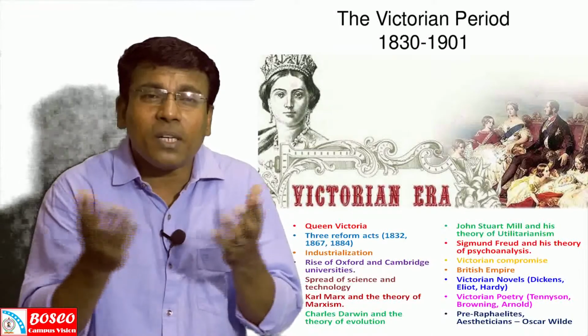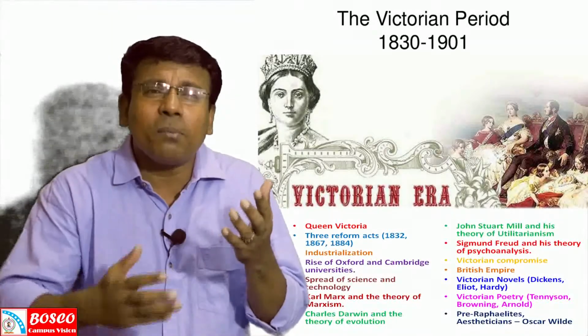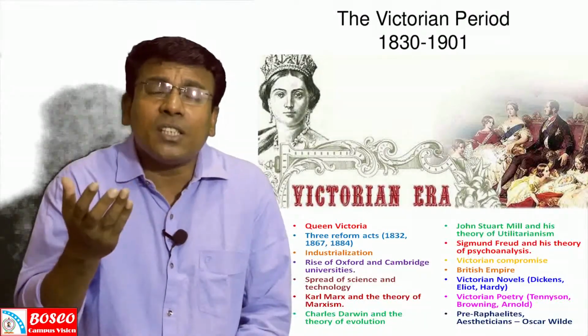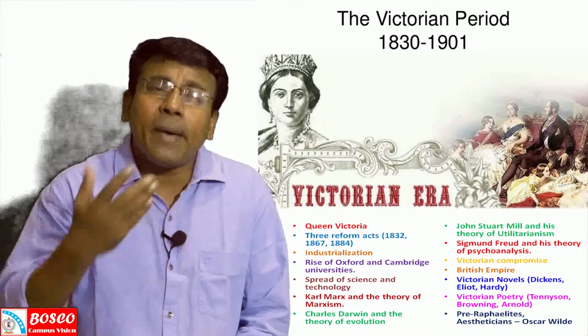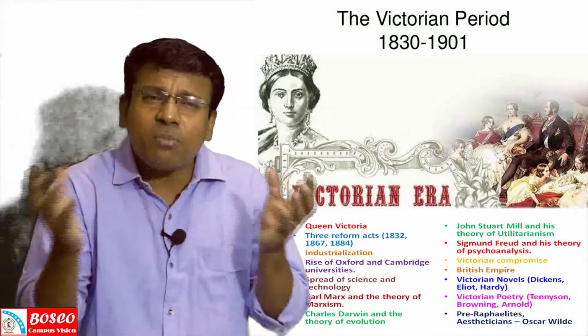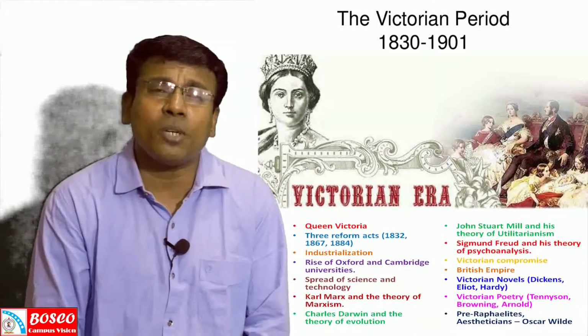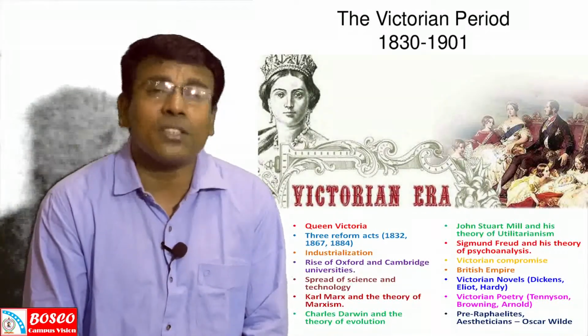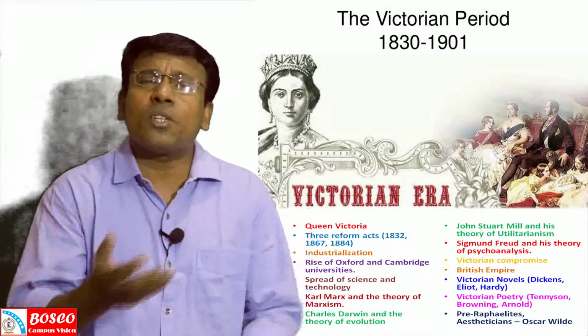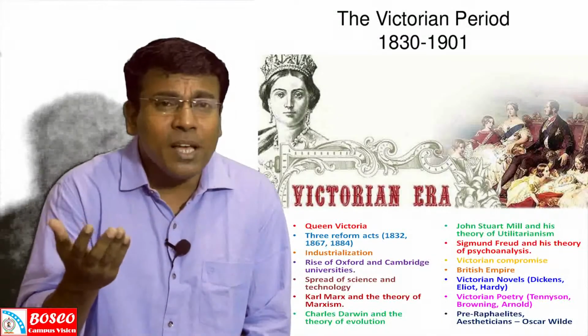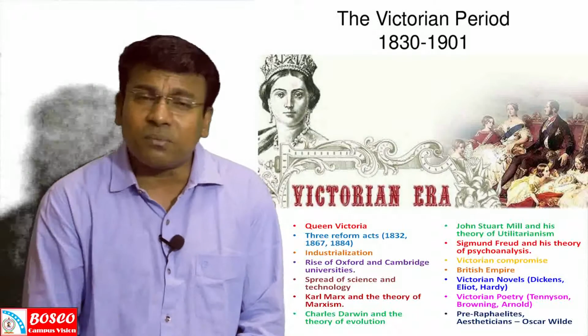There is a compromise between science and religion. Many people believed that the scientific theory was correct and many abandoned their faith. So there was a tension between religion and science because of the theory brought about by Charles Darwin, the theory of evolution. Then we discussed John Stuart Mill, J.S. Mill, and his theory of utilitarianism.